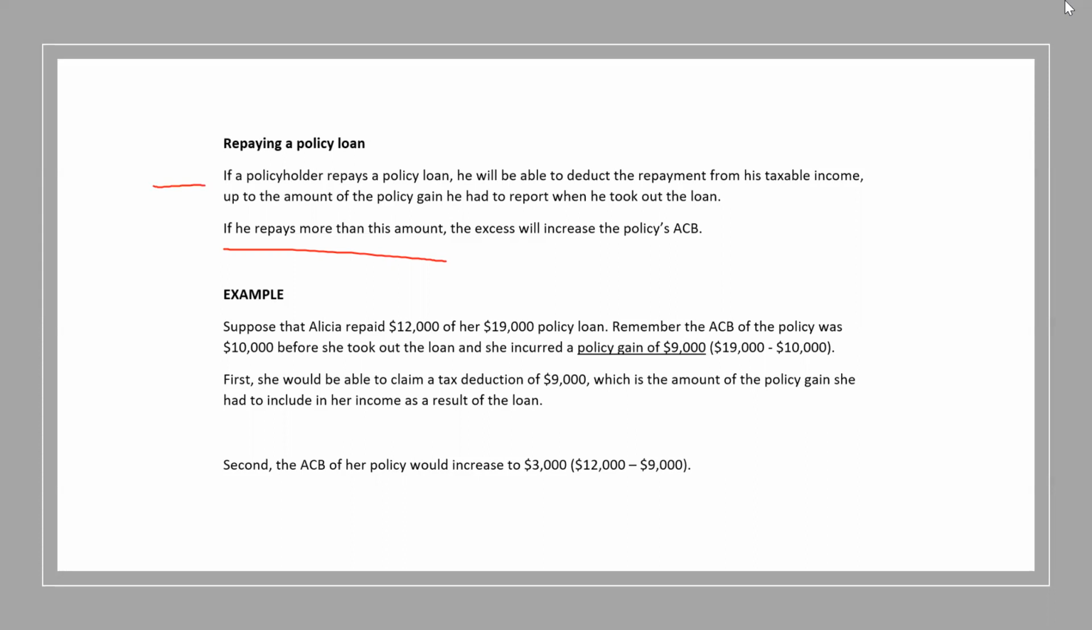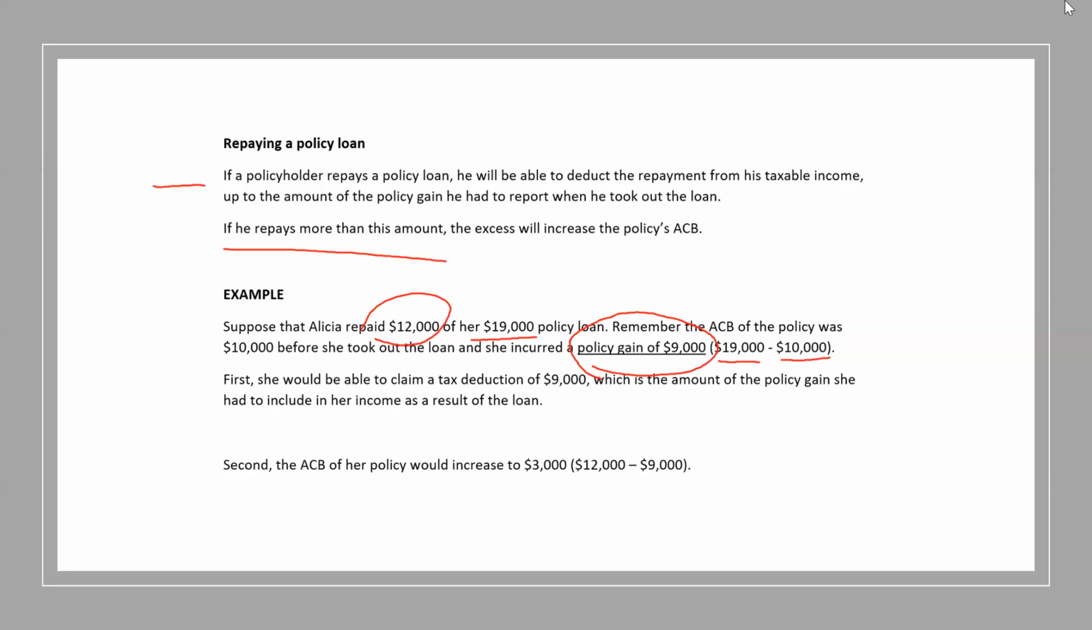So let's go through the example. Remember, she took out a policy loan of $19,000. Now she's repaying some of it, $12,000. And she reported a policy gain of $9,000 in the previous example, the policy loan minus ACB. She reported $9,000 of policy gain on her income tax, which is taxable.